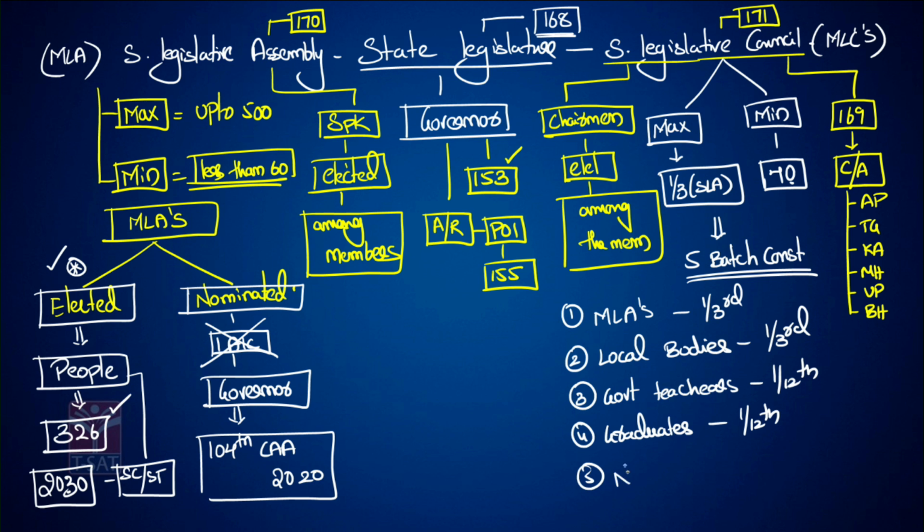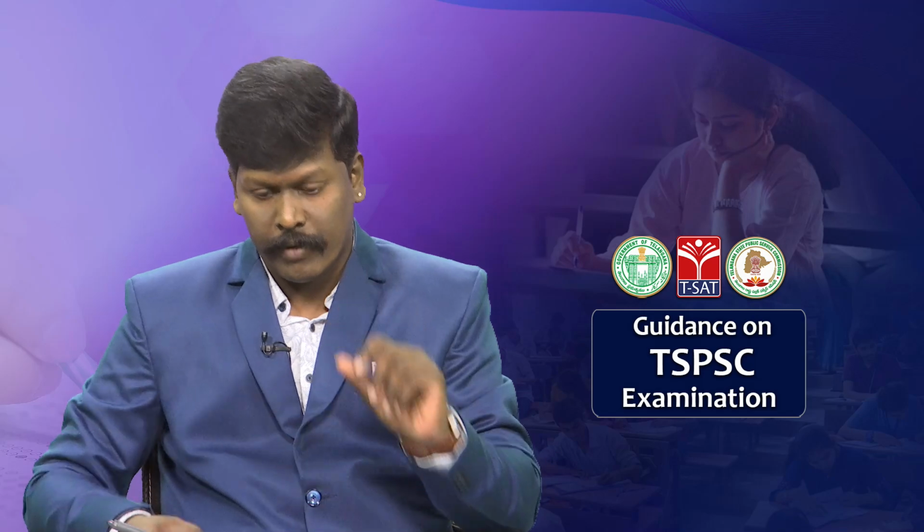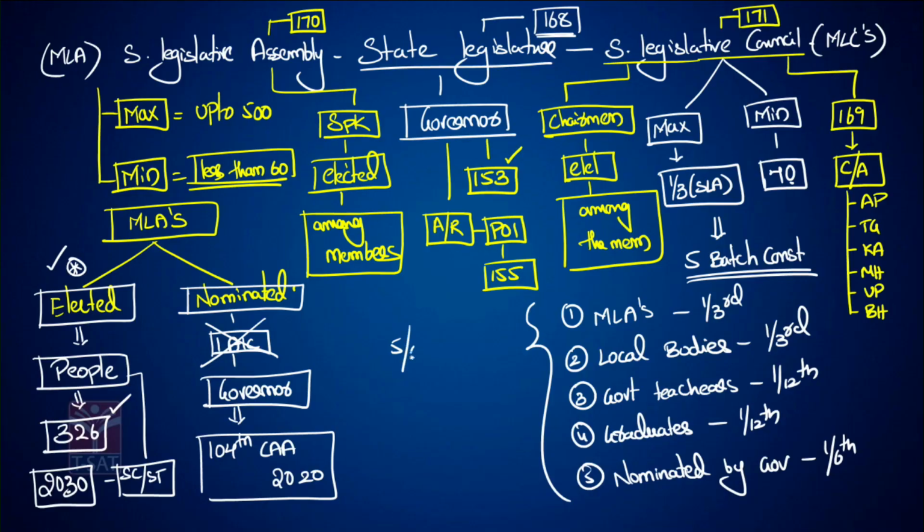And 5. The rest are nominated by the governor. 1/6 of the members are nominated by the governor from 5 different categories. What are they? Arts, literature, social service, technology, cooperative movements. Meaning 5/6 of the members of the council are elected and 1/6 are nominated.